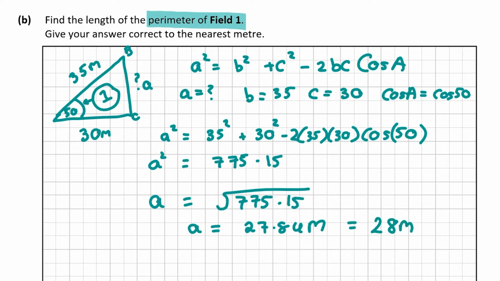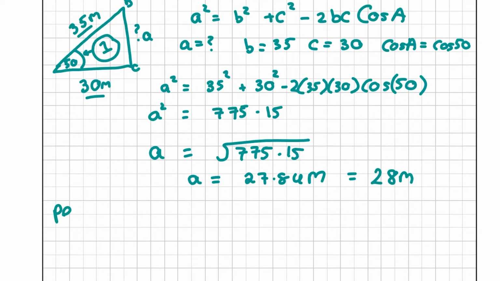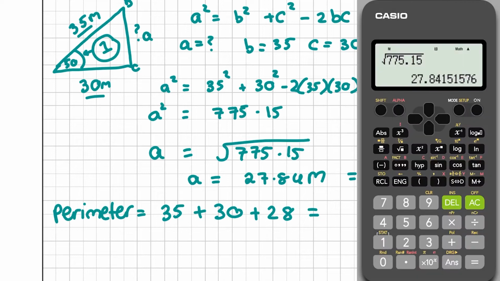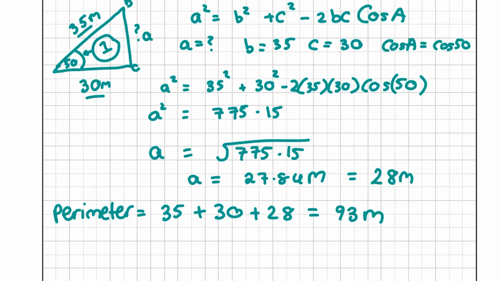So now we need to add 28 meters to 30 meters to 35 meters. So the perimeter is equal to 35 plus 30 plus 28, and let's add those all up. And that gives us a perimeter of 93 meters. And this is our final answer for that question. And for this question, you're going to get yourself 10 marks.